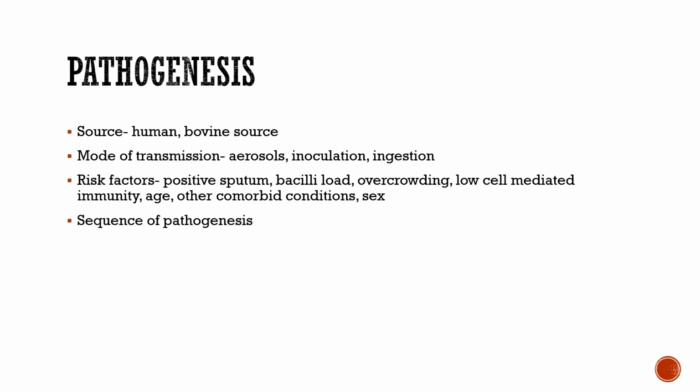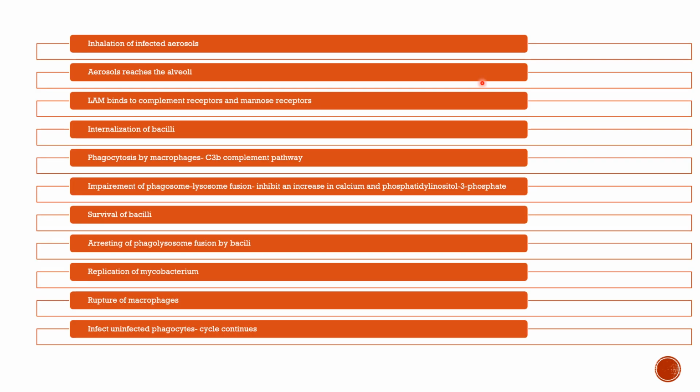Now we learn about the sequence of pathogenesis, how the pathogenesis occurs. So the first thing is the inhalation of the infected aerosols. Once we inhale these aerosols, the majority of them get trapped in the upper airway, and from there, because of the ciliary action of the mucosal cells, they get expelled out. But then a part of these aerosols goes into the alveoli.